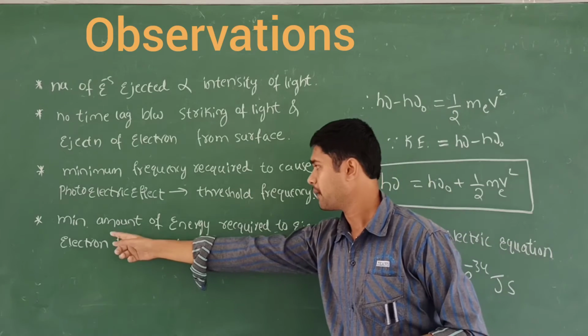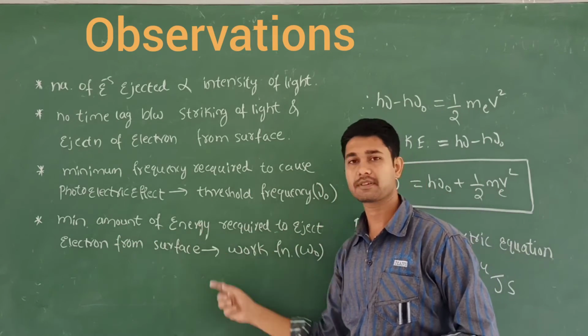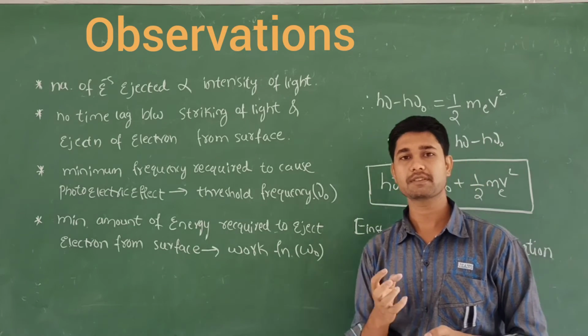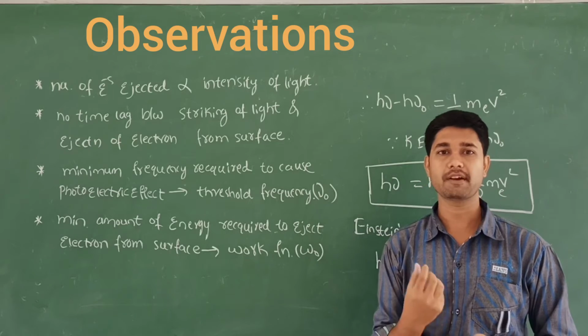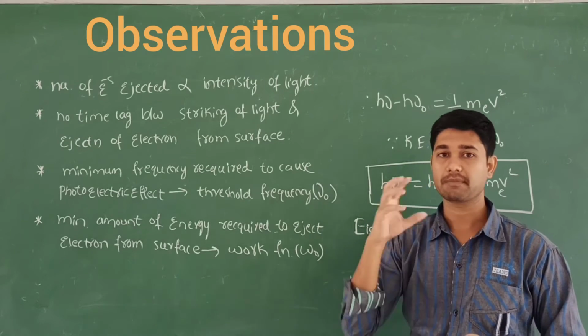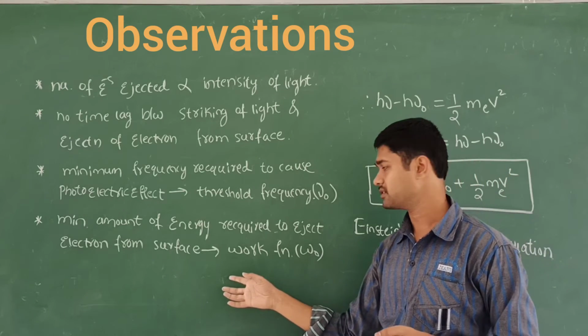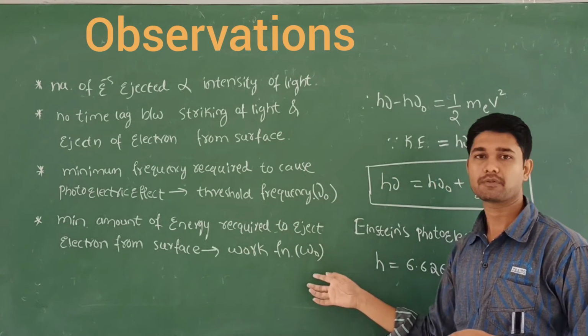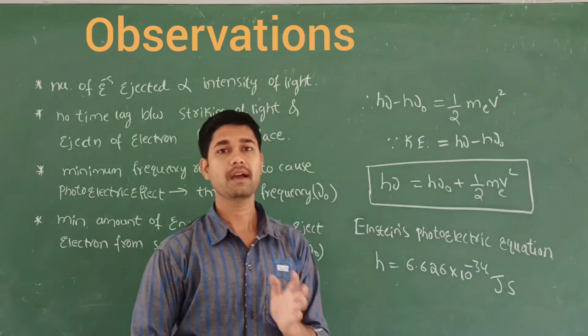Coming to the last one: the minimum amount of energy required to eject the electron from the surface. The minimum energy required to eject the electrons from the metal surface is called the work function. The work function is denoted as W naught. Like this, Einstein made a number of observations.